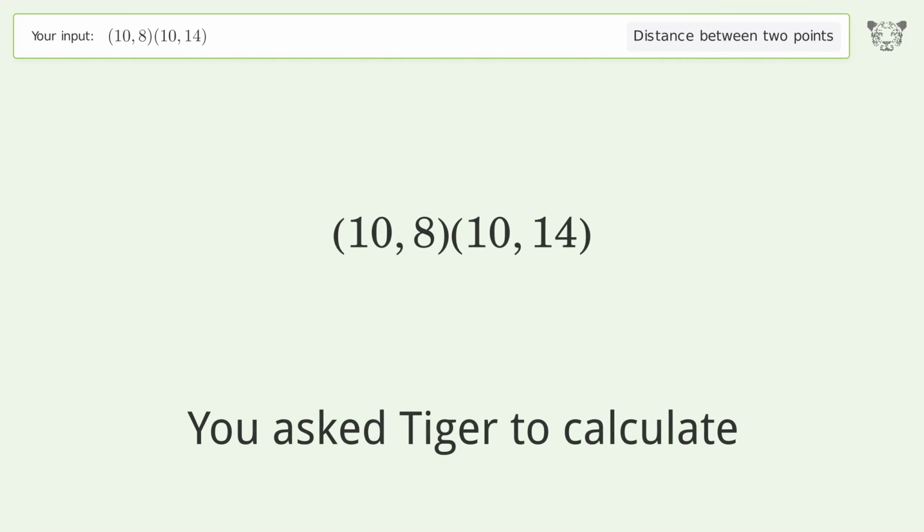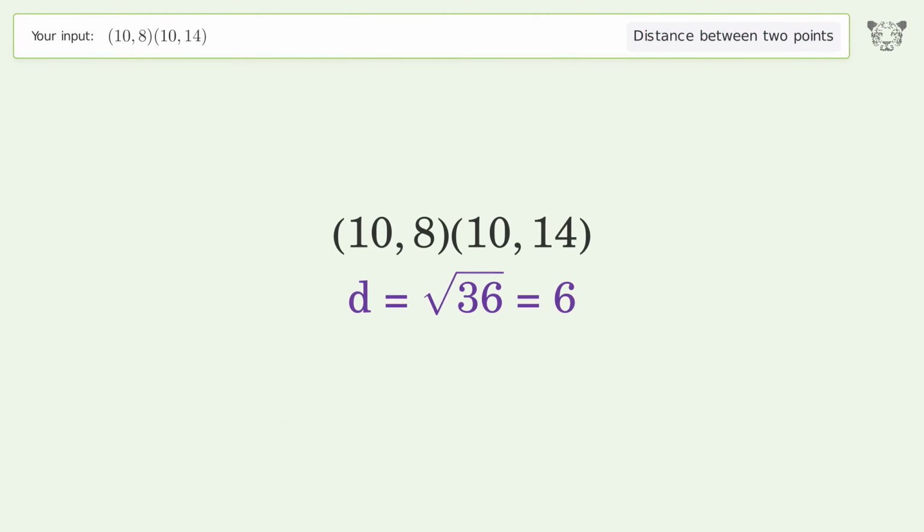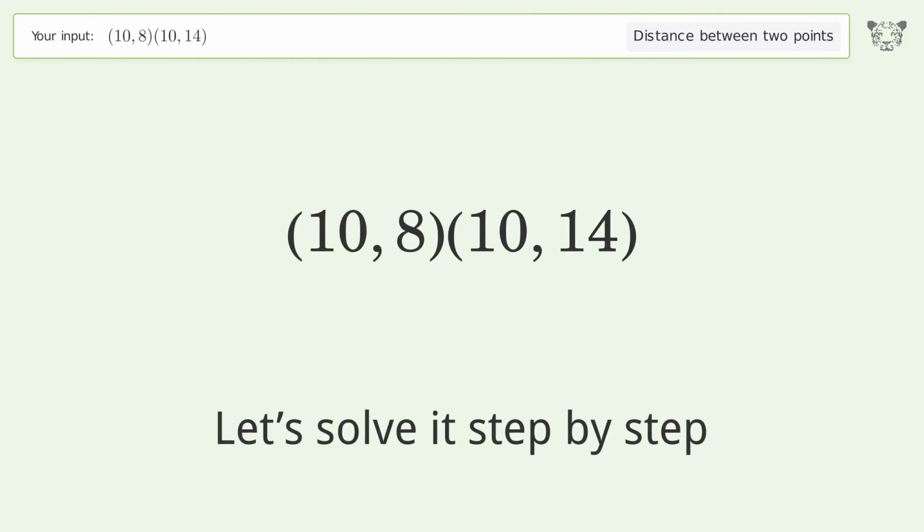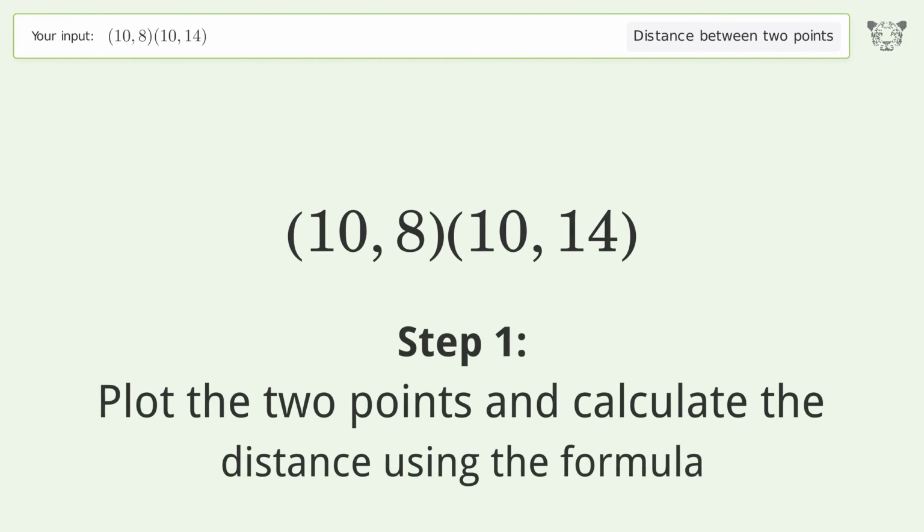You ask Tiger to calculate. This deals with the distance between 2 points. The distance between the 2 points is the square root of 36, or 6. Let's solve it step by step. Plot the 2 points and calculate the distance using the formula.